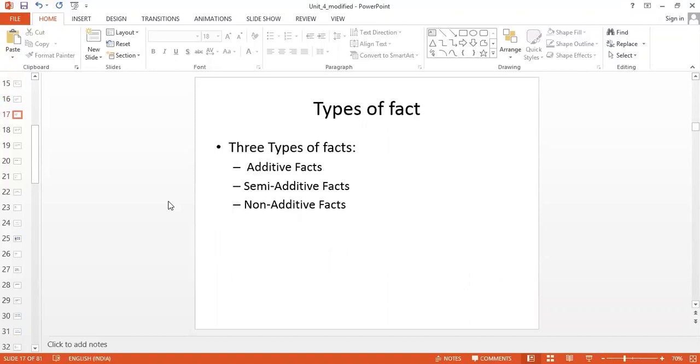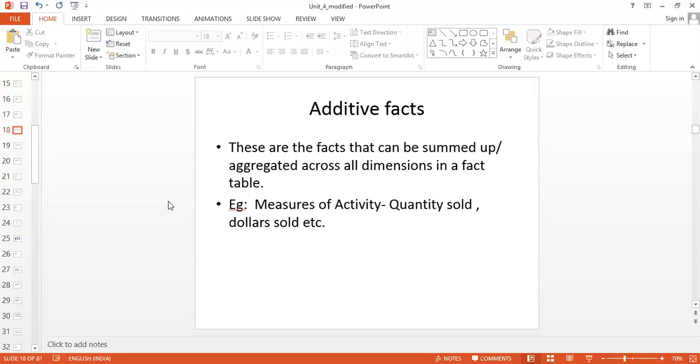Then we have three types of facts: additive facts, semi-additive facts, and non-additive facts. So, what are additive facts? Additive facts are those facts which can be added or summed up together. For example, say you want to find out the total sales in the last 6 months. You will be able to add the sales for each of the months. First, find out the sales for each month in the last 6 months, and then add them. So that will give you the additive fact.